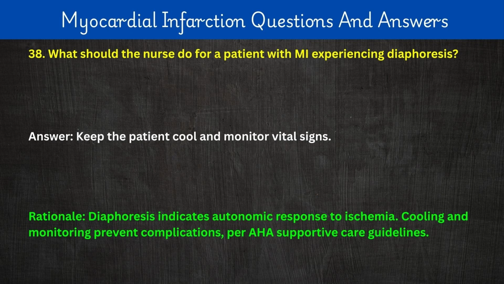38. What should the nurse do for a patient with MI experiencing diaphoresis? Answer: keep the patient cool and monitor vital signs. Rationale: diaphoresis indicates autonomic response to ischemia. Cooling and monitoring prevent complications, per AHA supportive care guidelines.